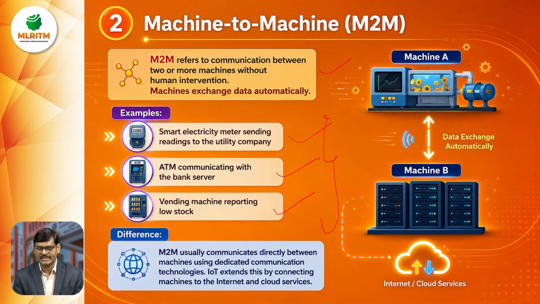So what is the major difference between M2M and IoT? M2M usually communicates directly between machines using dedicated communication technologies, whereas IoT extends this by connecting machines to the internet and cloud services.